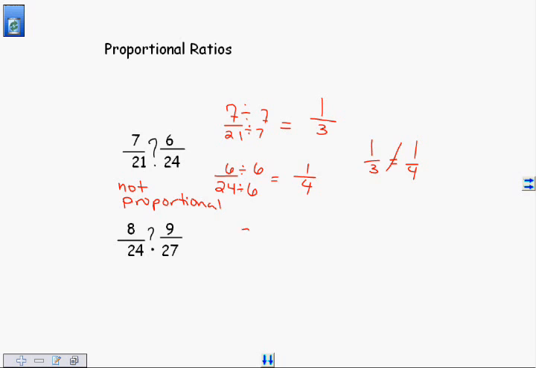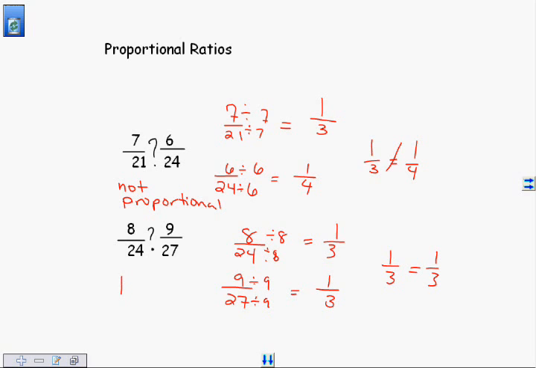Our next one is 8 to 24 and 9 to 27. When you reduce 8 to 24 down, 8 goes into both, you get 1/3. When you reduce 9 to 27, you get 1/3. So since 1/3 does equal 1/3, 8 to 24 and 9 to 27 are proportional ratios.